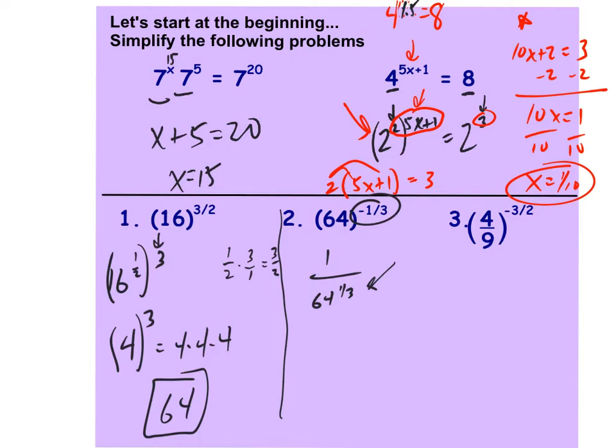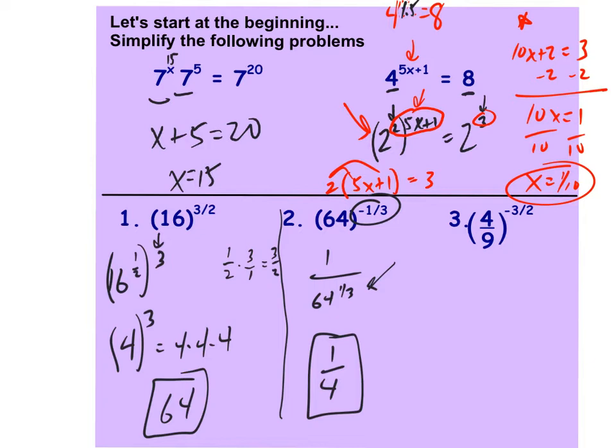And now I just have to think about what is the cube root of 64. So what times itself 3 times would equal 64? Well, 4 times 4 is 16, times 4 again is 64. So this is really 1/4 in this situation.